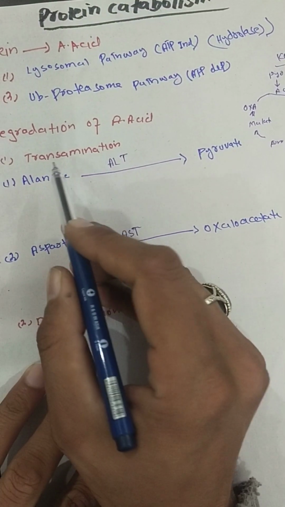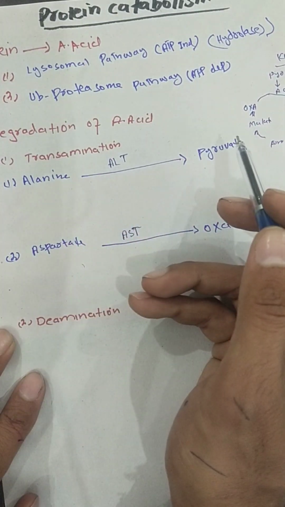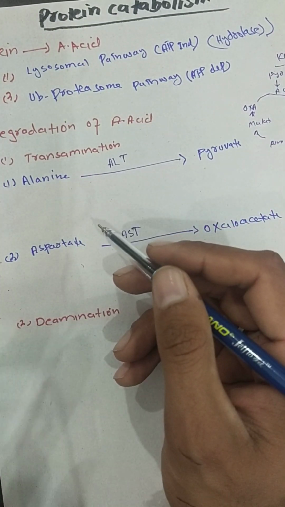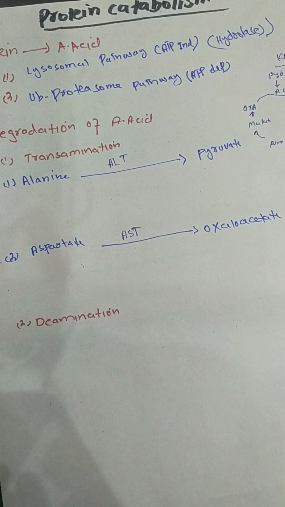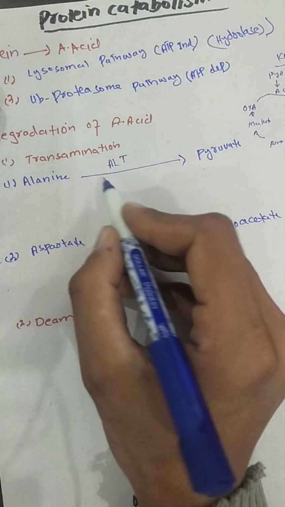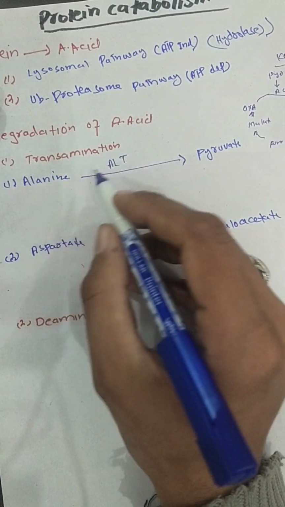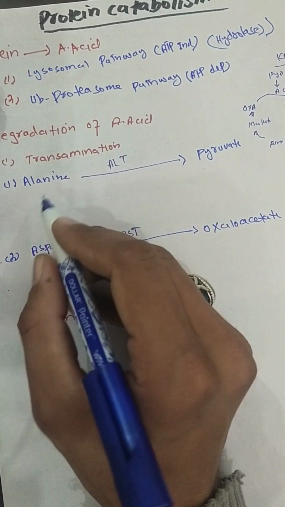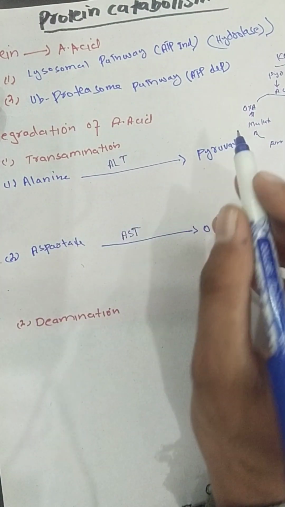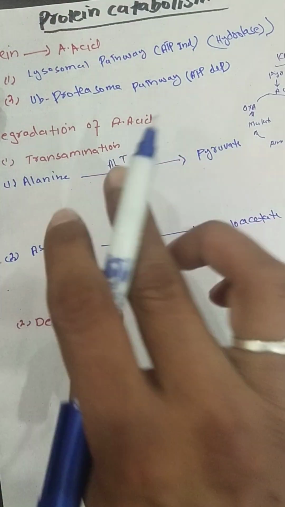So I was saying that transamination is a process in which an amino acid is converted into a keto acid and a keto acid into an amino acid. I will show you how this definition works. First, remember that when alanine is converted into pyruvate, alanine is an amino acid and pyruvate is a keto acid. So an amino acid is converted into a keto acid, but the second part of the definition was that a keto acid is converted to an amino acid.